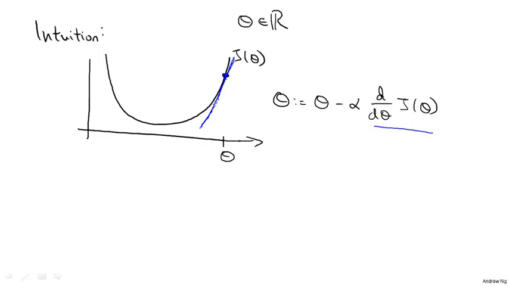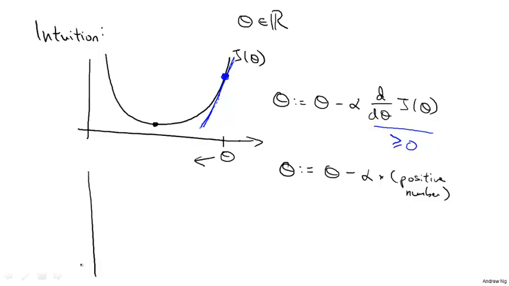Because the slope here is positive, this term d/d theta of J of theta is going to be positive at this point. So one iteration of gradient descent is going to update theta as theta minus alpha times some positive number. As a result, you're going to be decreasing theta, and thus you'll be moving theta towards the minimum here.